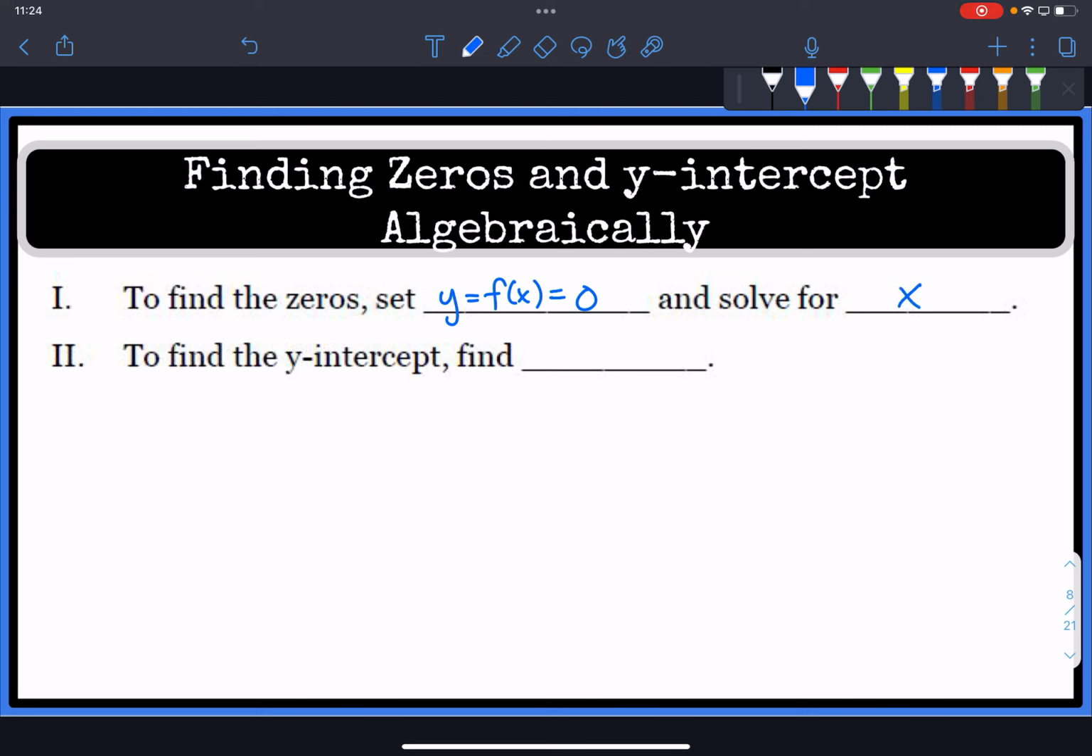To find the y-intercept, we are simply going to evaluate the function when the x value is equal to 0. So to find the zeros, we have y equal to 0, and to find the y-intercept, we have x equal to 0. So let's look at some examples.